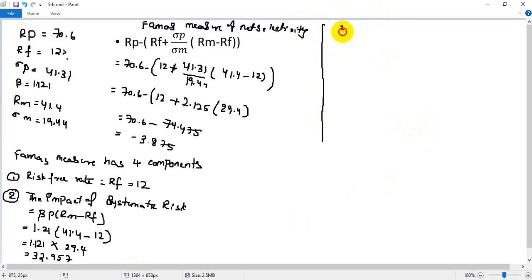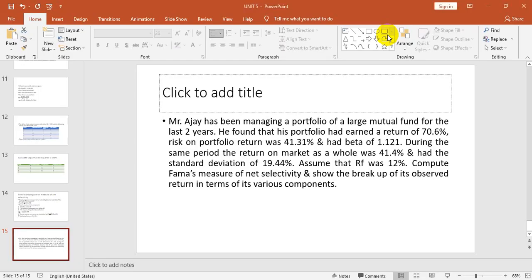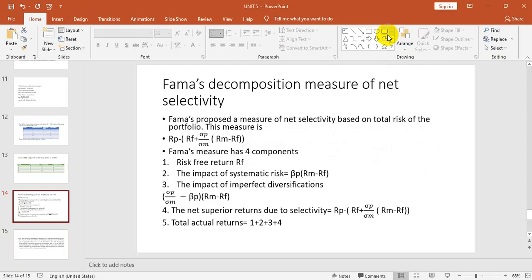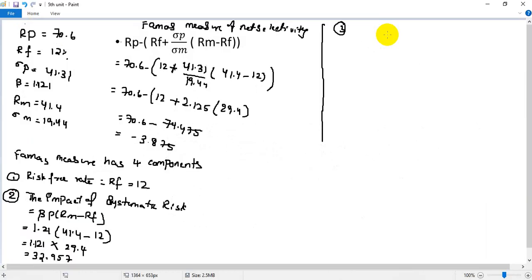So the third point over here is, what is the third point if you see this measure? The impact of imperfect diversification. So we are going to take that formula. The impact of imperfect diversification.